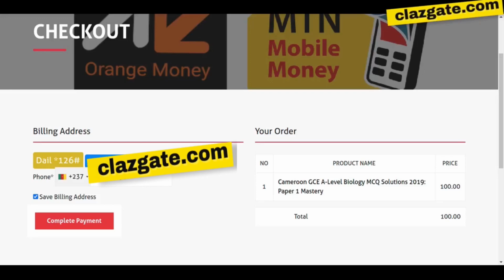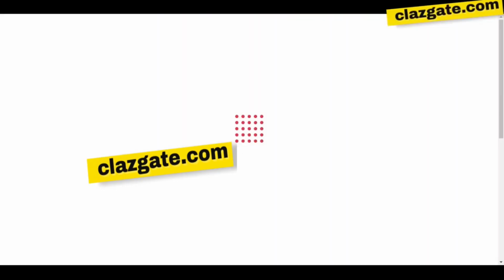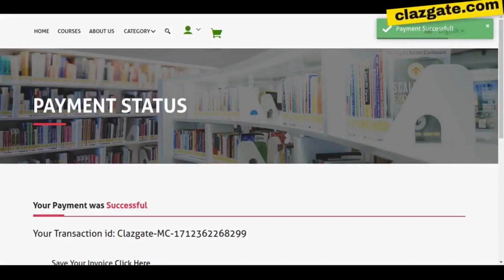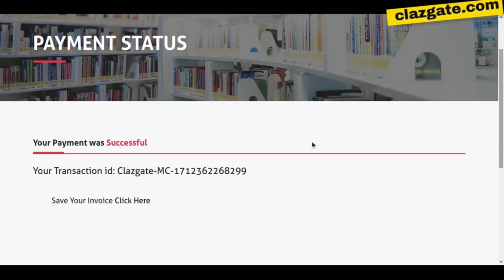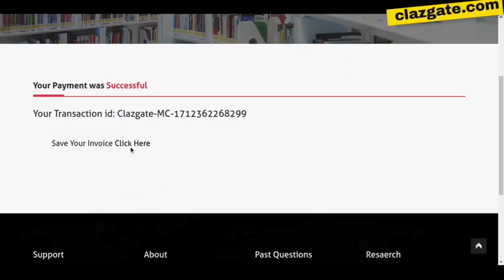You'll be prompted to enter your mobile money pin. If you don't see the flash message, just dial *126# and the flash message will appear. If you're on Orange, dial *150*50#, and the prompt will also appear. Upon successful payment, you can see a payment has been successful notification. Click here for your invoice. You can see your invoice and download your receipt.